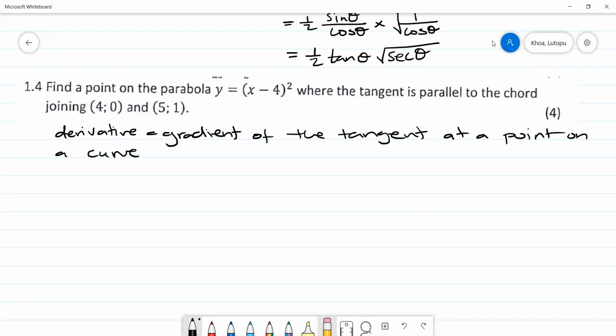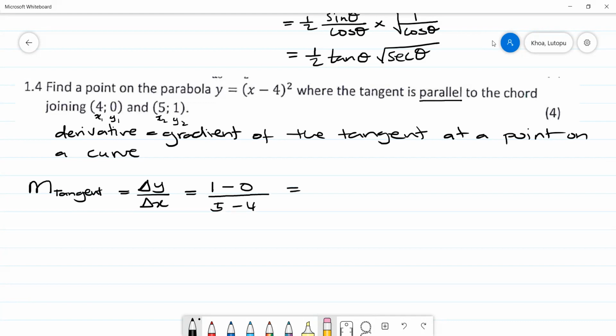So if we want to find the tangent, all we need to know is the point where the tangent meets the curve and the gradient. The gradient, we know it is going to be the same as the gradient joining these 2 points because the 2 lines are parallel. So I'm going to work out the gradient of the tangent. This is equal to delta y over delta x. So this will be my x1, y1, x2, y2. So I say 1 minus 0 over 5 minus 4. This is 1. So my gradient of the tangent is 1.